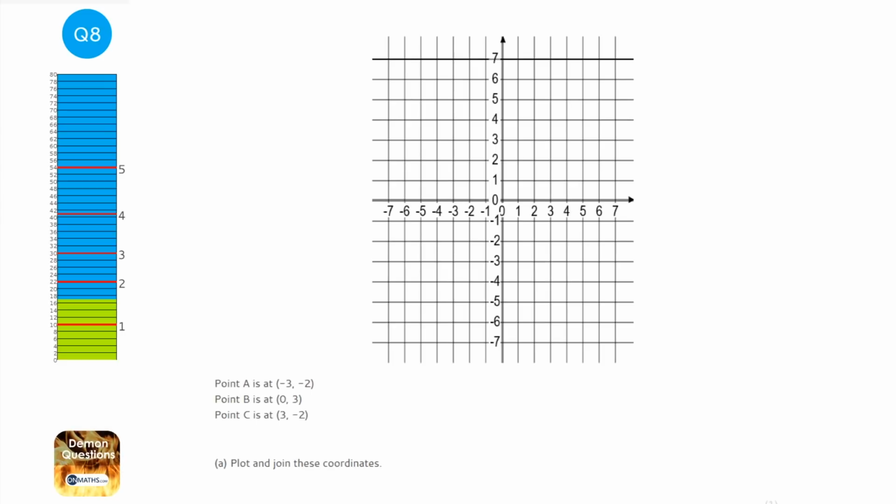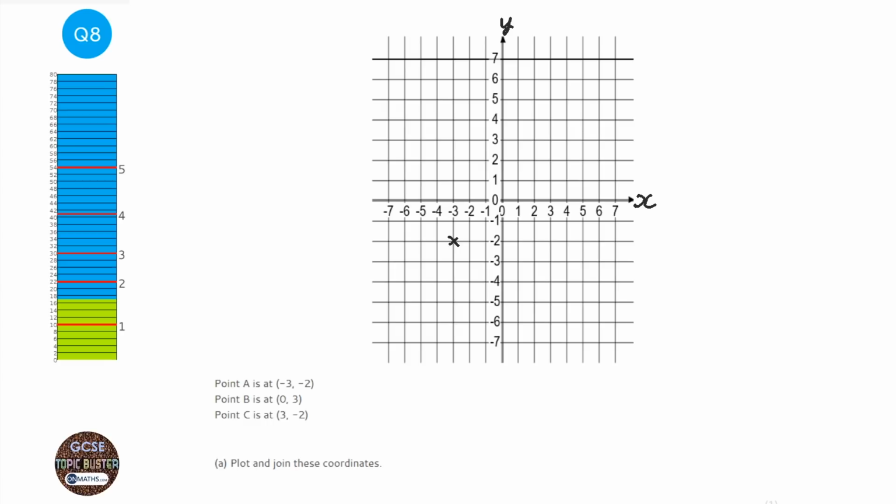Alright, so the first place to start on this is to plot the points. So point A is at -3, -2. So along the corridor and up the stairs, well, we're going across -3 on the x-axis, which is this one here, and then we're going to go down 2 on the y-axis. So it's this one here. A really common mistake is to muddle them up. So as long as you remember you're going across and then up or down, obviously if it's negative you go down, then you should be fine.